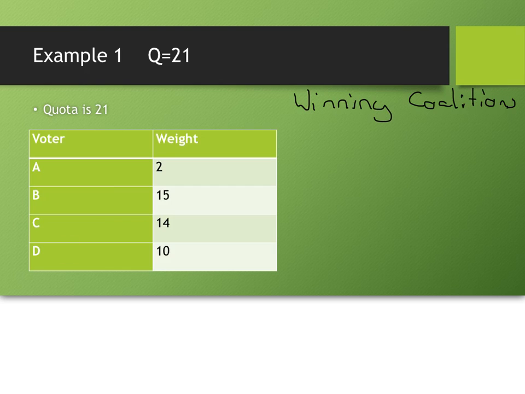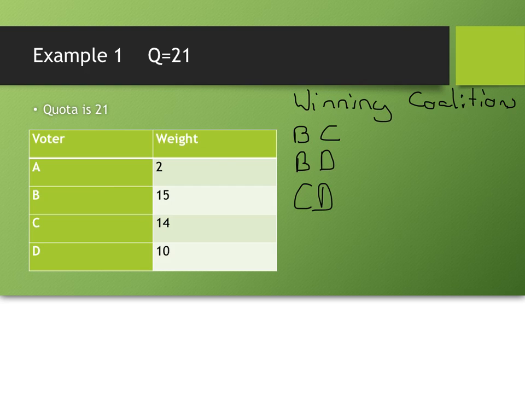So basically, as long as it's a coalition of two people and one of the people is not A, B, C, B, D, C, D, then we have a winning coalition. All right? And it turns out in this case, any three people work. So if you did A, B, and C, or A, C, and D, any three of these numbers add up to 21.